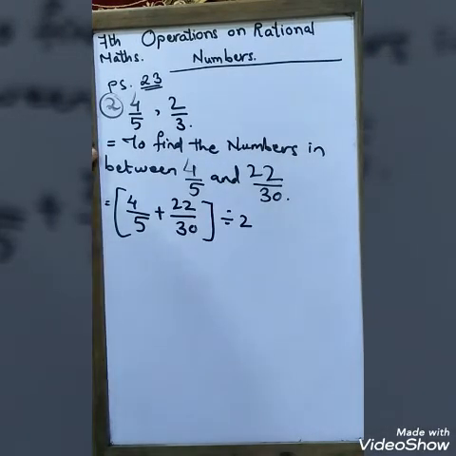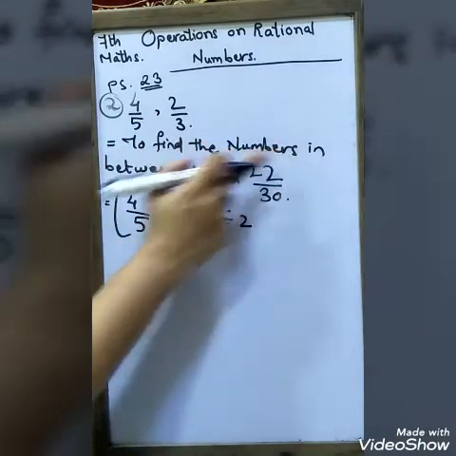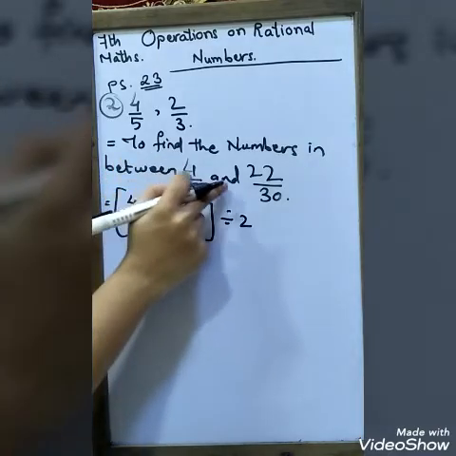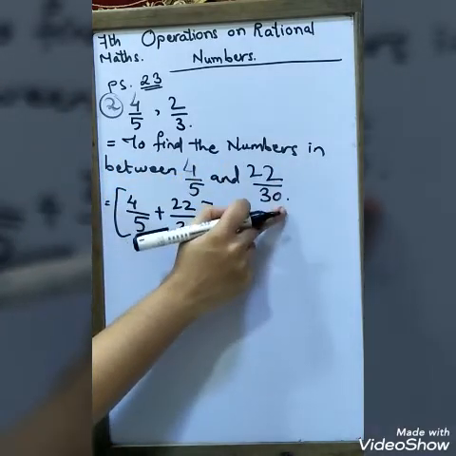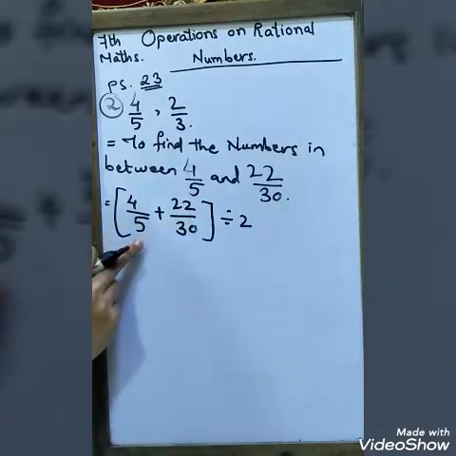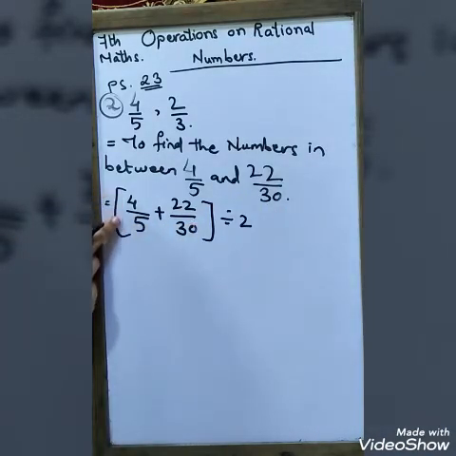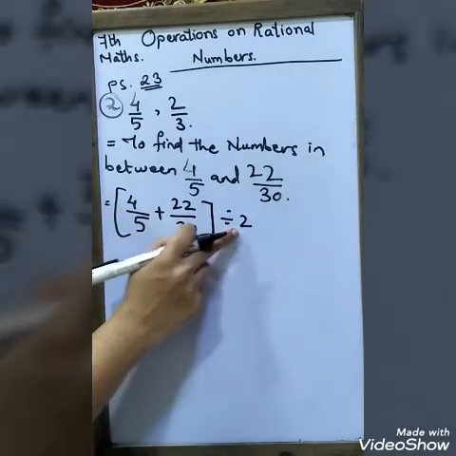Now here the second number we are supposed to find. So here what we had written, to find the numbers in between 4 upon 5 and 22 upon 30. जो हमारा पहला नंबर था हम उसको लेंगे यहाँ पर और फिर इसको सेम स्टेप से सॉल्व करेंगे. तो यहाँ पर क्या दिया हुआ है, 4 upon 5 plus 22 upon 30 divided by 2.